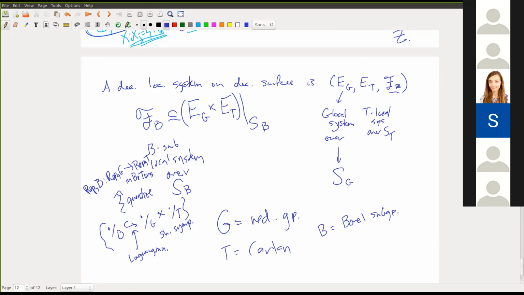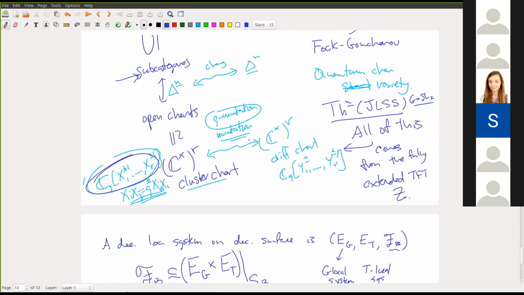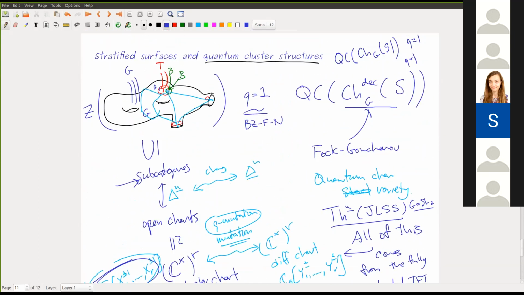It's necessary that ET is defined over a topological disk, and FB is defined over a circle, or the boundary of that disk. I mean, that's how these three things come together, basically. You mean in these pictures here? Yeah. Yes. No. So, yes and no.